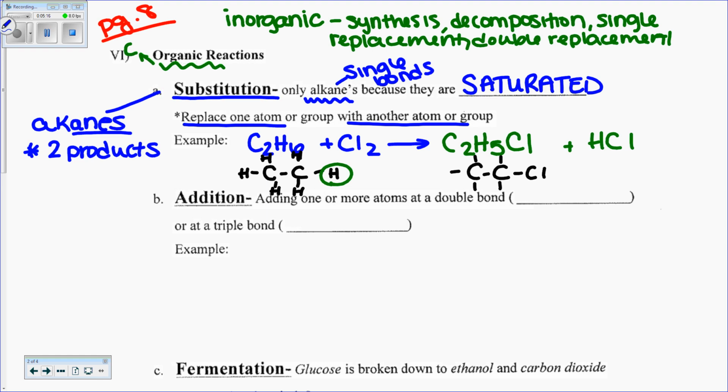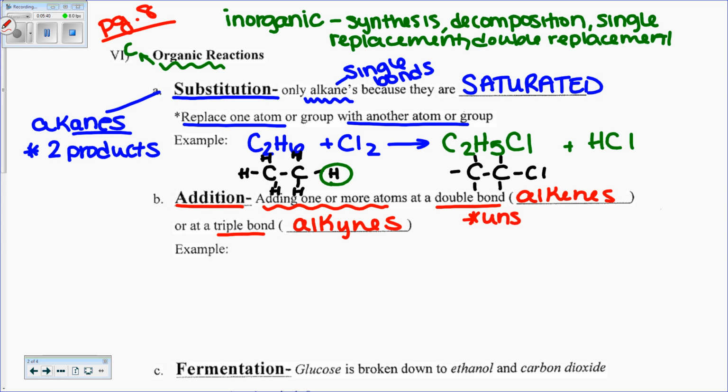Next one I have addition. Addition is when I actually add one or more atoms, but I got to do it at a double bond. Remember, those are alkenes. Or I can do it at a triple bond. Remember, that was my alkynes. So basically, addition, I need things that are unsaturated.